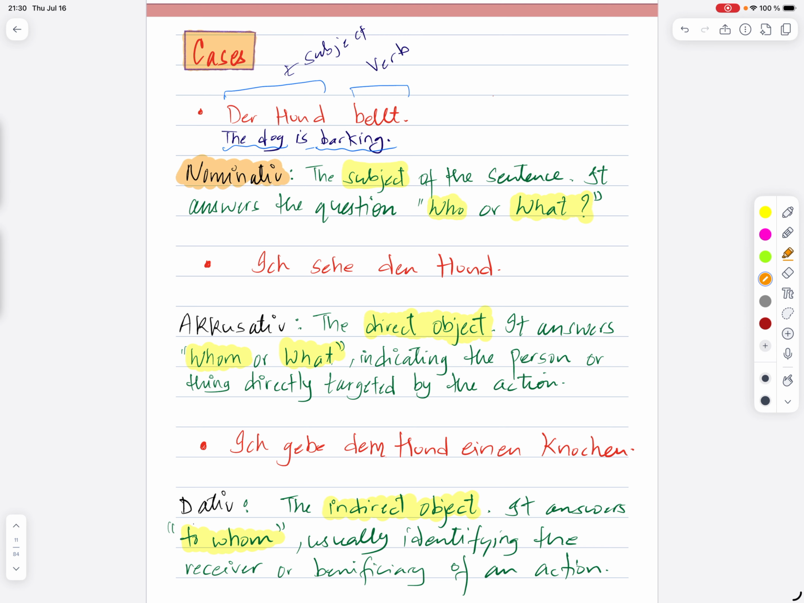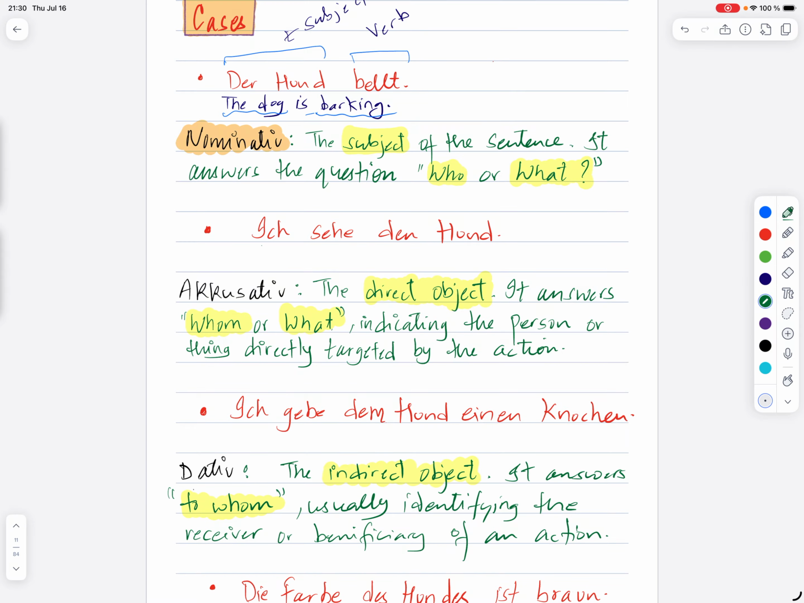As I said before, you can also have a doer who's doing an activity, and because of the activity there is something which is getting affected, an object. So for example, let's look at the structure: ich sehe den Hund. Ich sehe den Hund, which in English translates to: I see the dog.